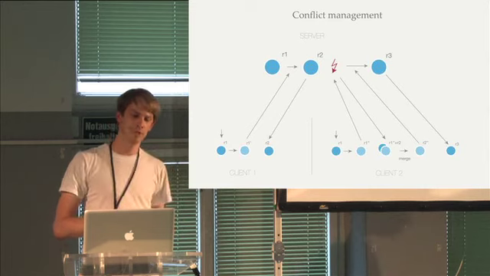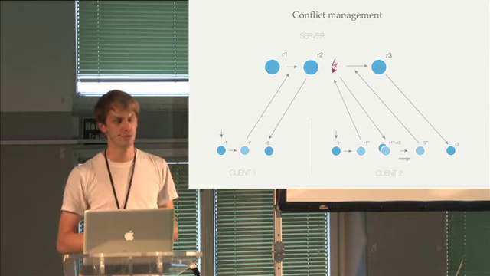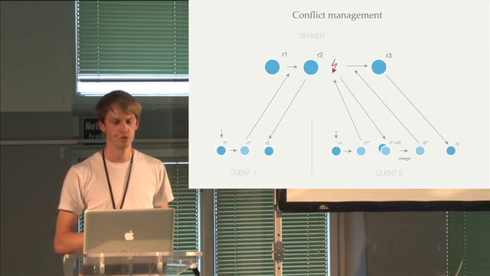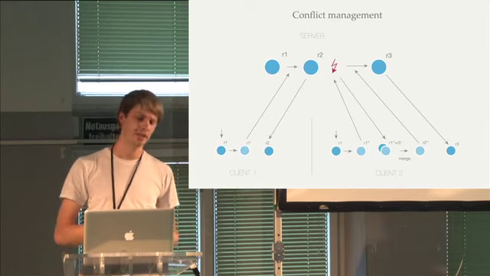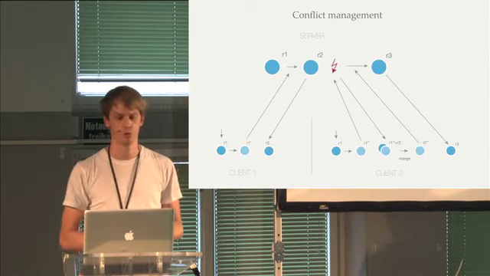Since client 1 specified the right revision, which is actually the latest revision on the server, it goes through, and the client gets back the updated node containing the new revision, which is revision 2.